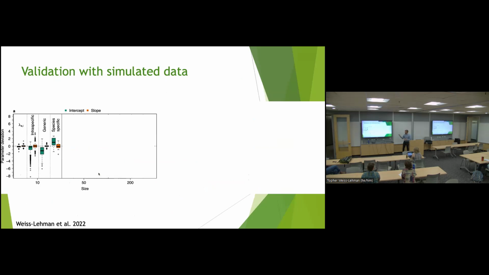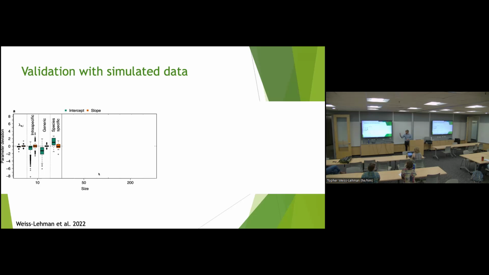The first thing was just to validate it with some simulated data, make sure it's acting the way we hope that it would act with known parameters. And that's what I'm showing here, where on the x-axis there are different size data sets that we used as input. And on the y-axis, we have parameter deviations for lambda, the intrinsic growth rate, for intraspecific competition terms, for generic interspecific competition terms, and then for the species-specific terms. And for each one of those, we allowed them to vary along a simulated environmental gradient. So we have a slope and intercept for both.